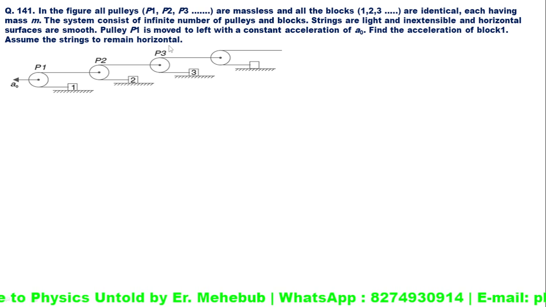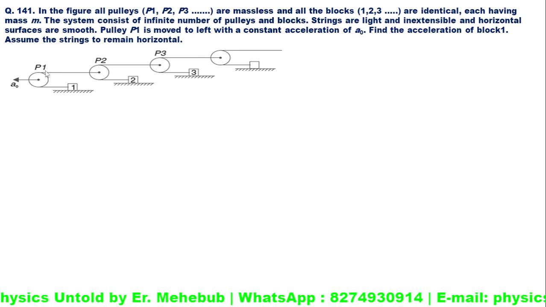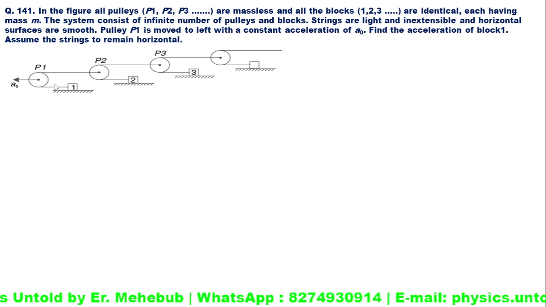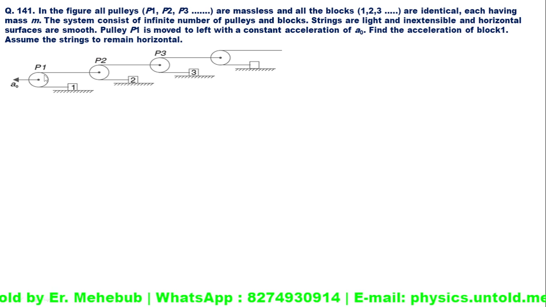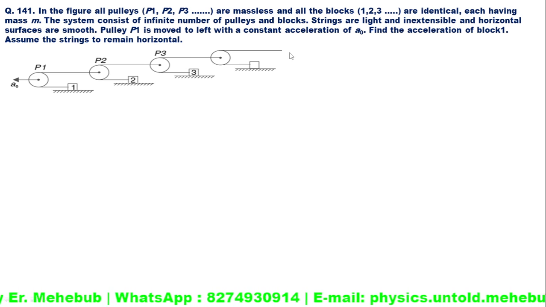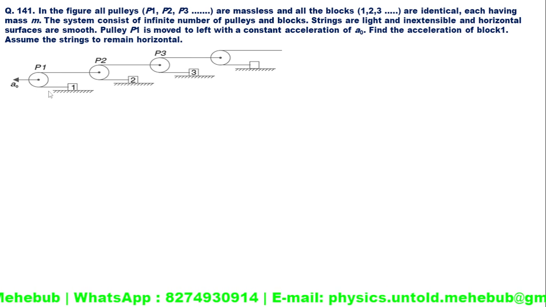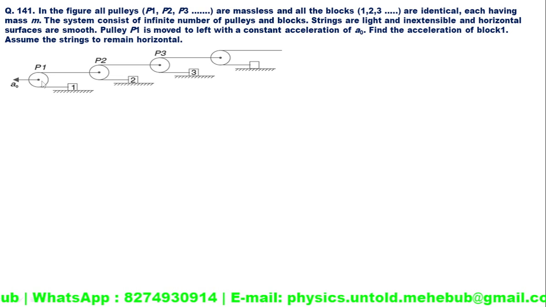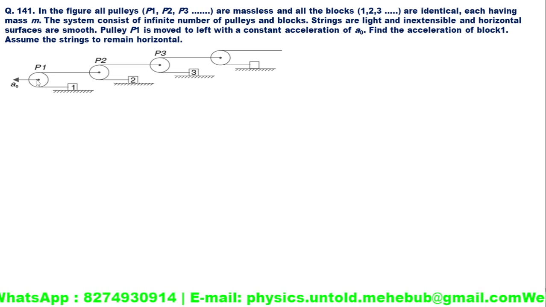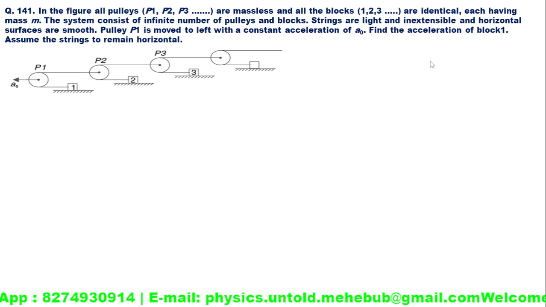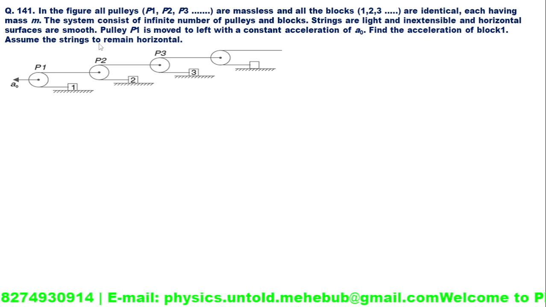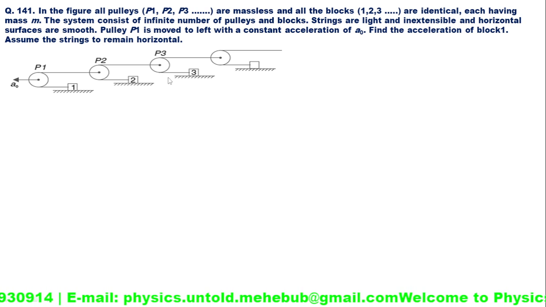Pulley P1 is moved to left. Now this pulley P1 is moving with a constant acceleration a0 in the left side. Find the acceleration of block 1. Assume the string to remain horizontal.